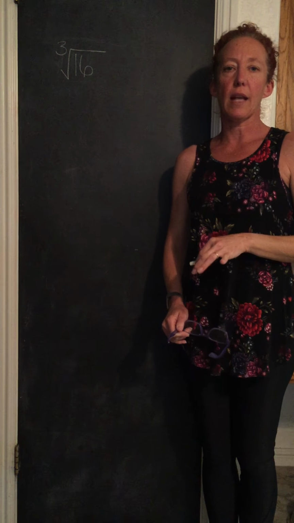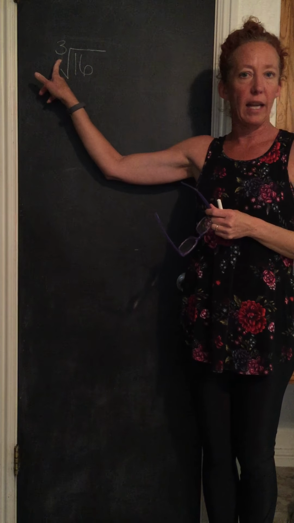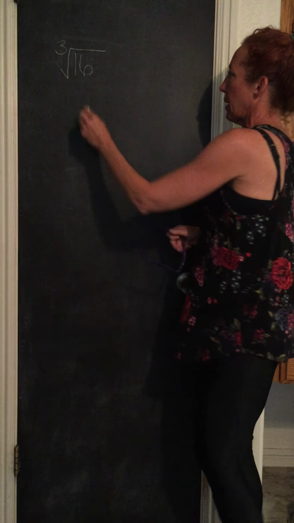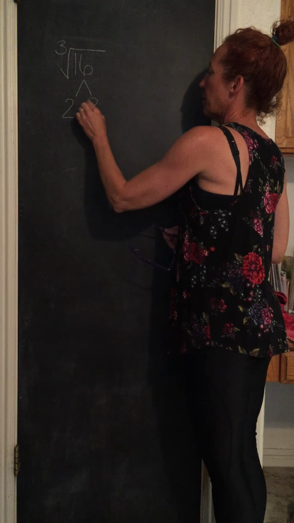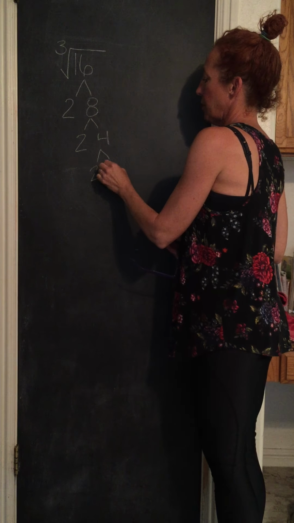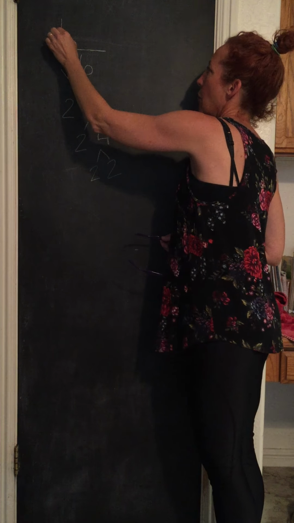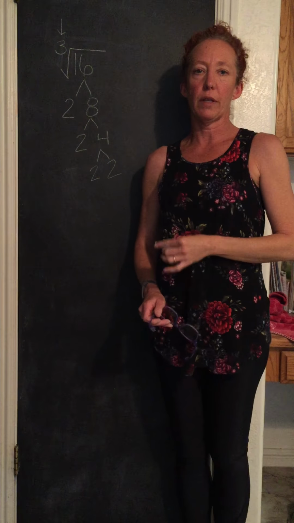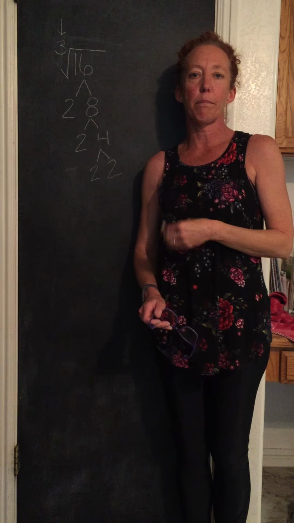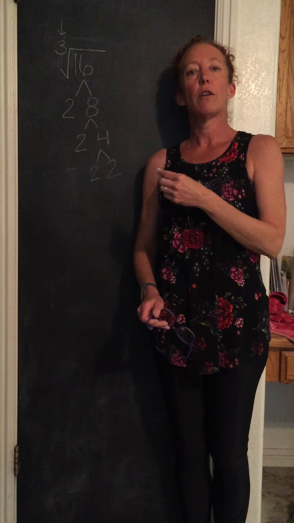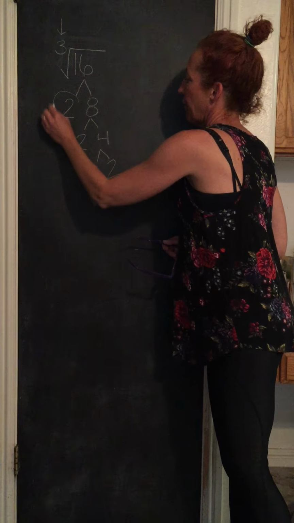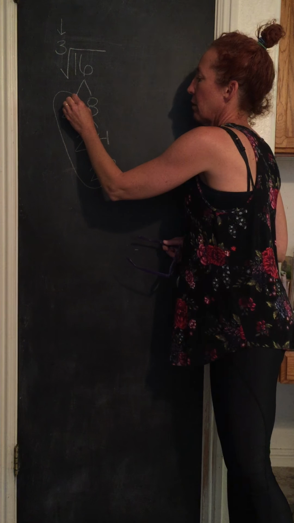Step 1 is going to be exactly the same if this is any number other than just a regular square root. So break it down into a product of primes. 2 times 8, 2 times 4, 2 times 2. But we're looking for perfect cubes now, not perfect squares. A perfect cube is a number multiplied by itself 3 times, so we need to circle 3 of the same number. I have 3 2's right here.